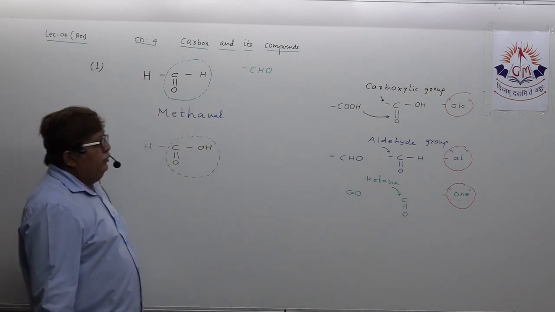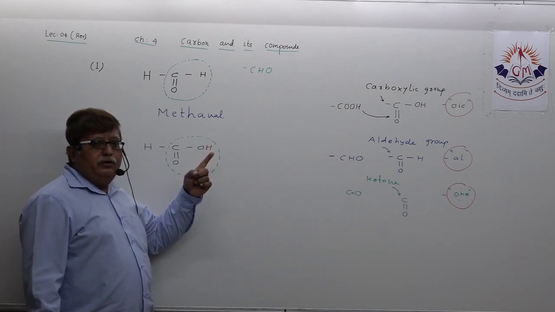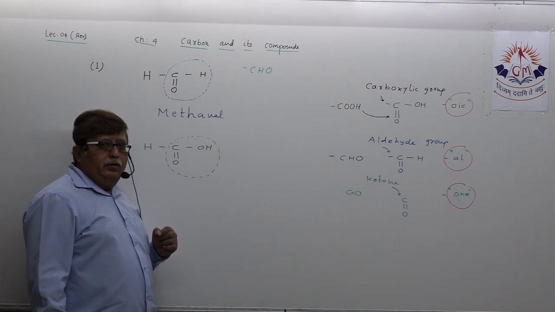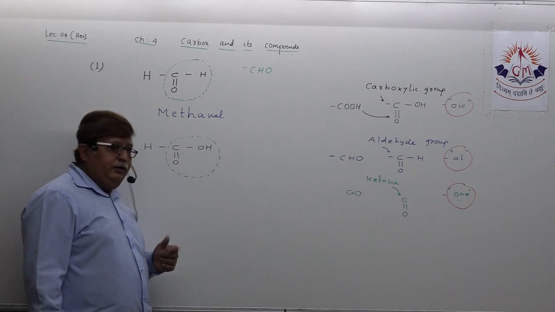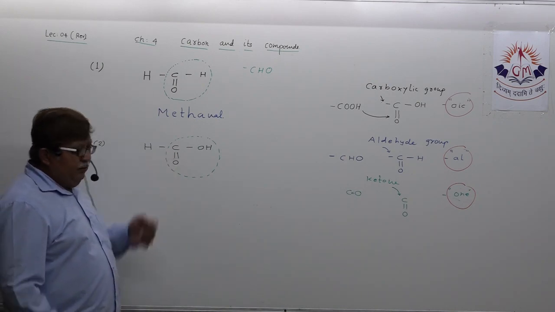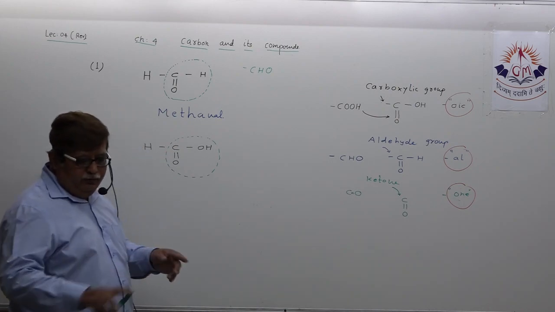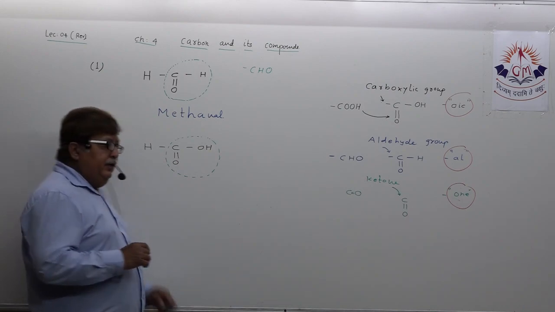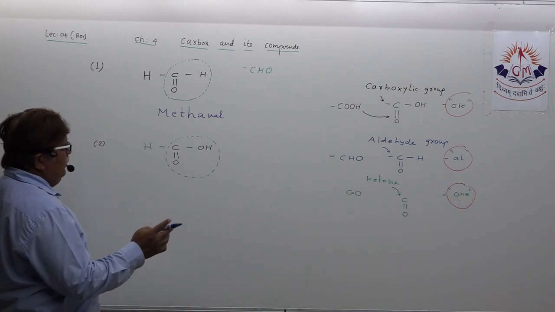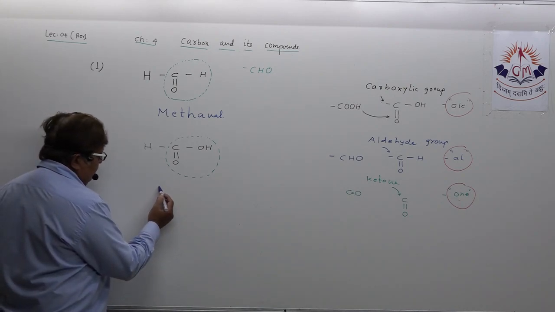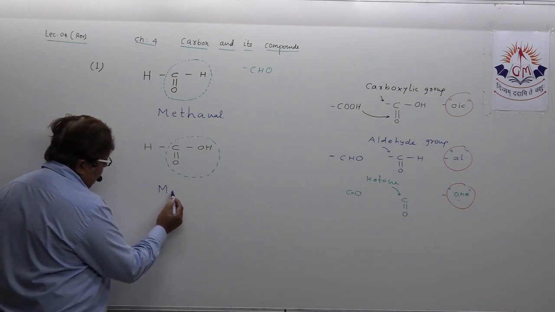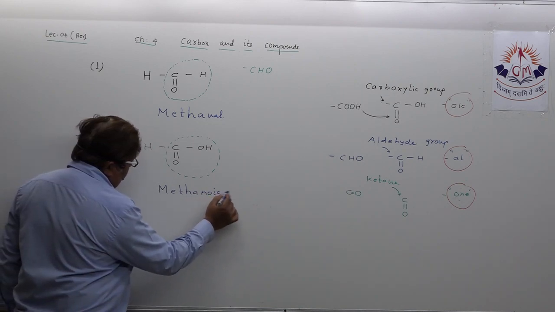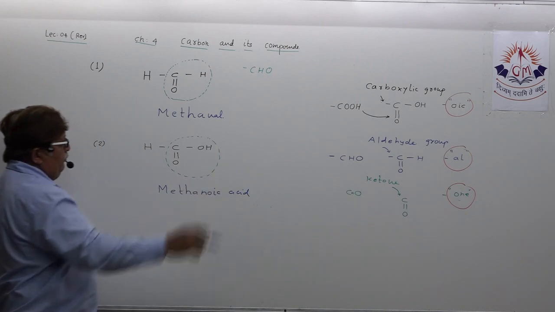Which group is this? Carboxylic group. So what can be the suffix to be added? OIC, oic. And how many carbon atoms are you able to visualize here? Only one carbon atom. So one carbon atom means methane. So let us name this compound as methanoic acid. See, dear student, it is so simple.